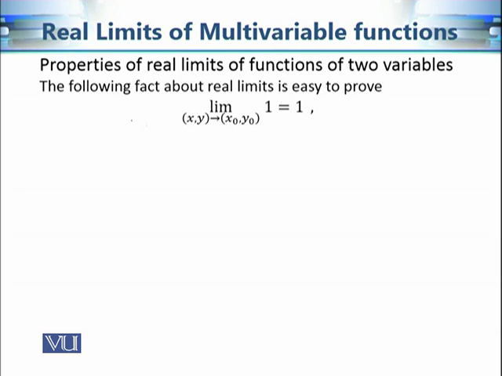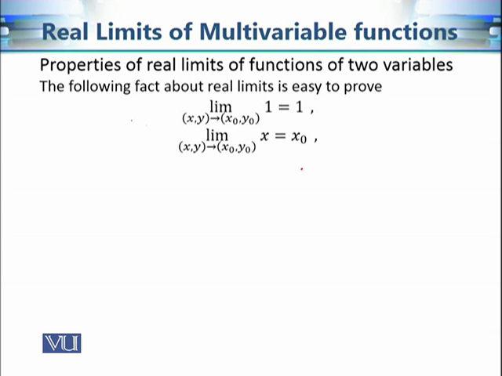So the first very simple observation is, if we are given the function to be 1, which is a constant, then the limiting value is also equal to the same value. In fact, we can prove it by replacing 1 with any constant c. Similarly, we can prove the following thing. When (x,y) approaches (x0,y0), this function u(x,y), which in this case is just x, should be equal to x0.